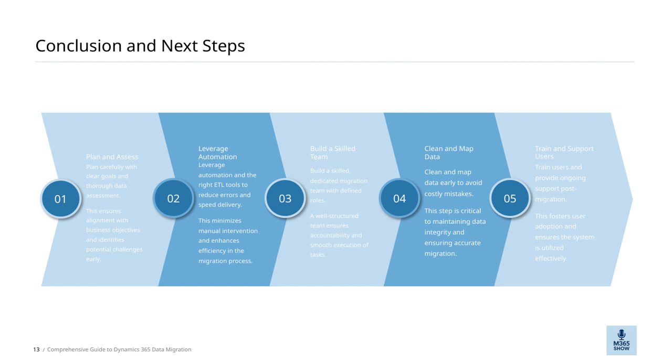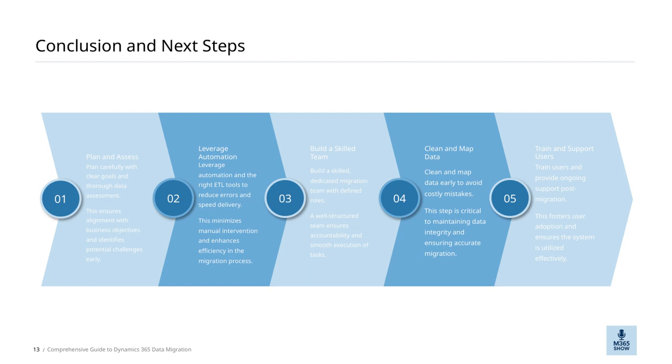Next, leverage automation and the right ETL tools. Automating parts of the process reduces errors and speeds things up, minimizing manual work and boosting efficiency. Building a skilled, dedicated team is also crucial. Define clear roles and responsibilities so everyone knows their part. A well-structured team promotes accountability and smooth execution throughout the project.